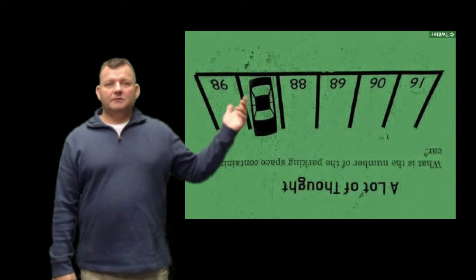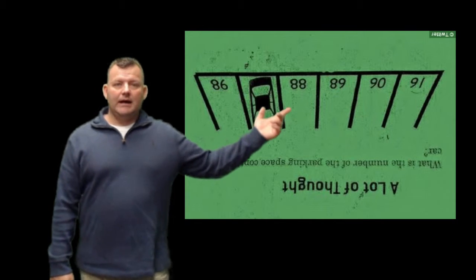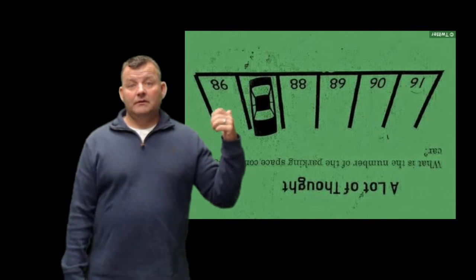However, what if it's presented this way? All we did was flip the picture. 86 space. 88, 89, 90, 91. Shouldn't be any intrinsic cognitive load to figure out that the answer to this is 87.